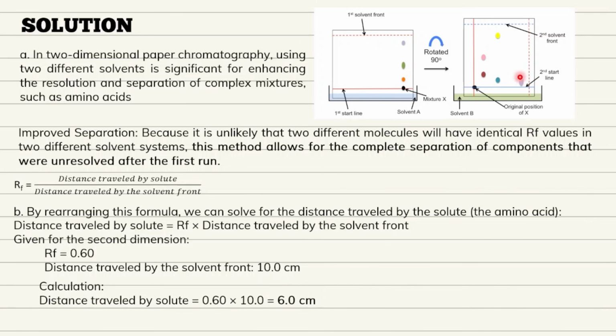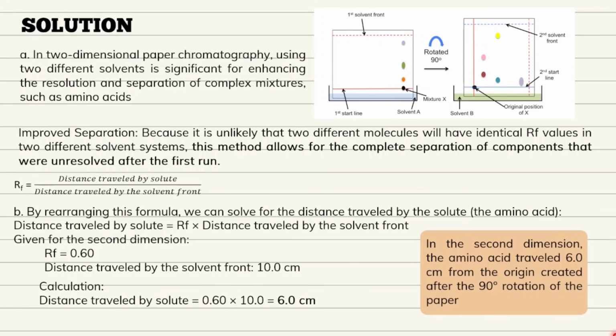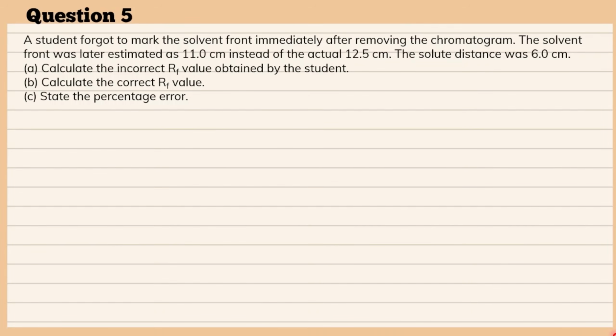So the distance traveled during the second run is 6 centimeters from where the sample spot was made to where the solute traveled to. So in the second dimension, the amino acid traveled exactly 6 centimeters from the origin created after the 90-degree rotation of the paper. For question 5, a student forgot to mark the solvent front immediately after removing the chromatogram.